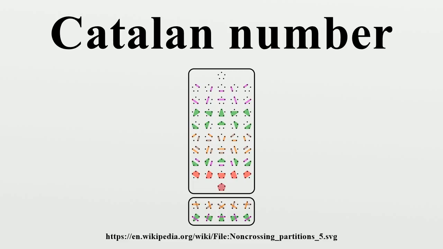Cn is the number of Dyck words of length 2n. A Dyck word is a string consisting of n X's and n Y's such that no initial segment of the string has more Y's than X's. For example, the following are the Dyck words of length 6: XXXYYY, XYXXYY, XYXYXY, XXYYXY, XXYXYY.